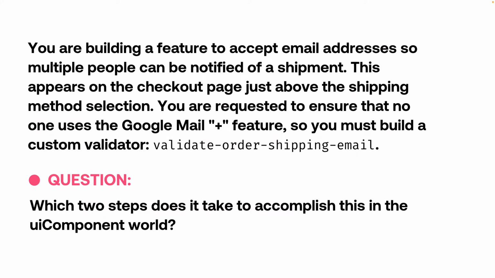So there are some people who want to avoid this being utilized. So we must build a custom validator, validate order shipping email. What 2 steps does it take to accomplish this in the UI component world?